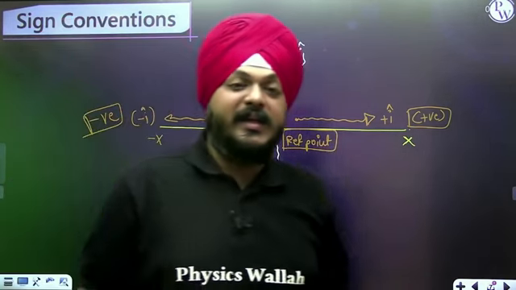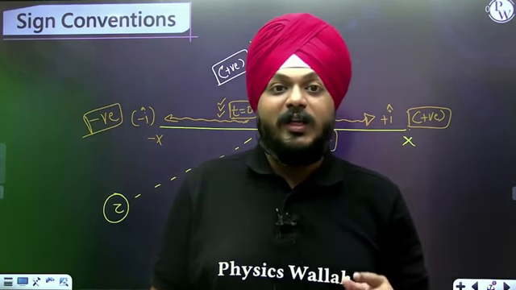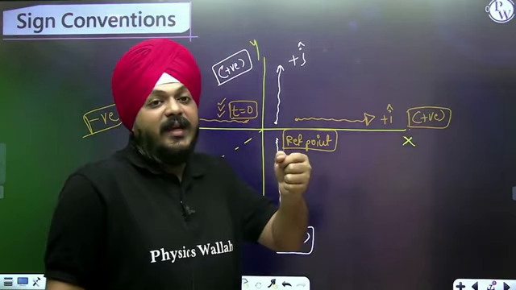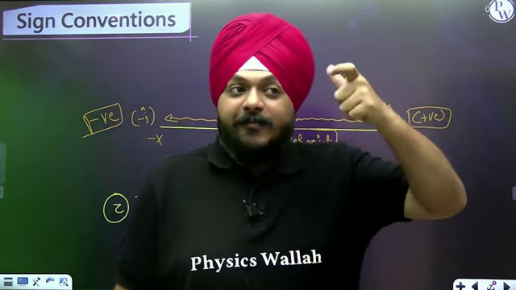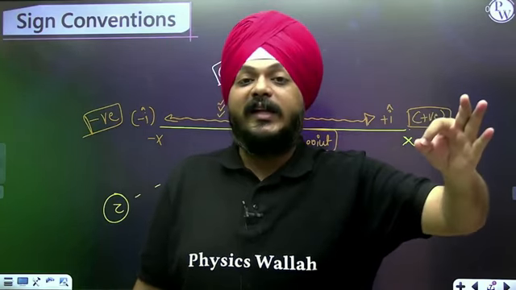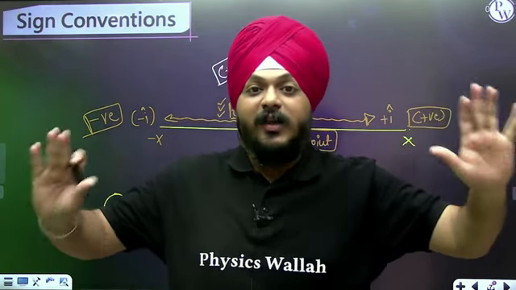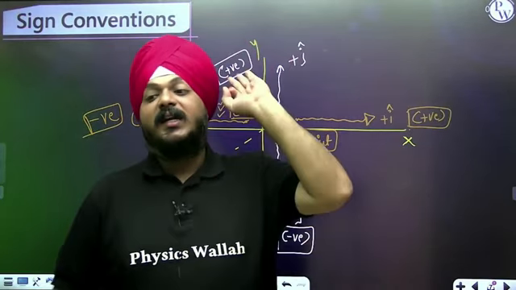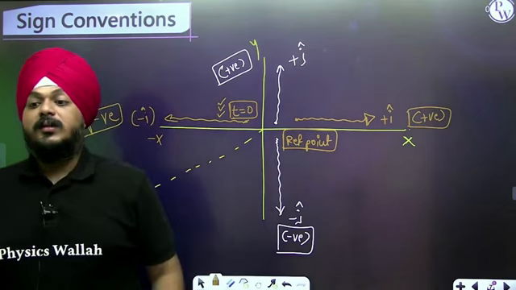You may start from t equal to 0, but observers may differ. The moment at which the observer starts to analyze the motion, things are fixed. That is the reference point, and that reference point is always considered as t equal to 0.